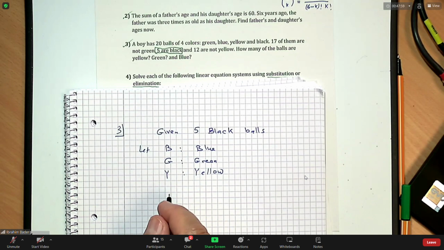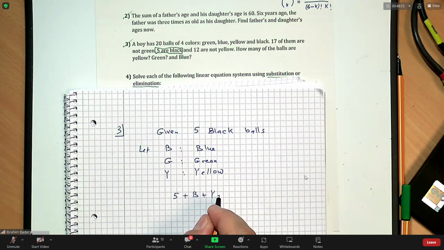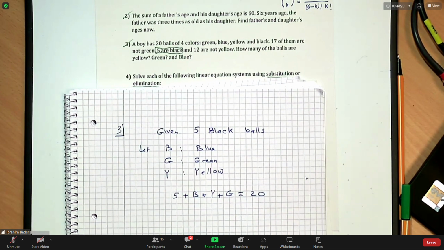Okay, so let me just show you one way of solving it. Of course, there are many other ways. So what do we know? We know that the total is 20, okay? So we have black, which is 5, plus blue, plus yellow, plus green. This is all equal to 20, okay? From this, we can say that blue plus Y plus G is equal to 15.